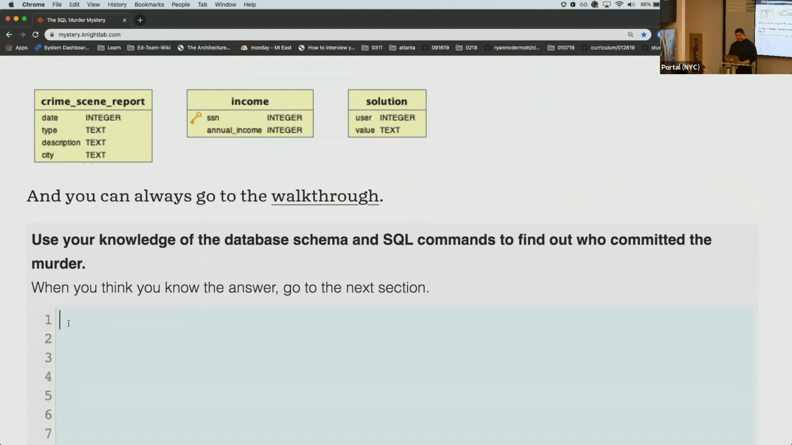Very good. So we will be selecting. Have you seen this dirty syntax here where everything is on one line? Yes, very good. Should we name columns here, or are we just going star? Star it is. Star from. What table are we looking at? Crime scene report. Crime scene report.